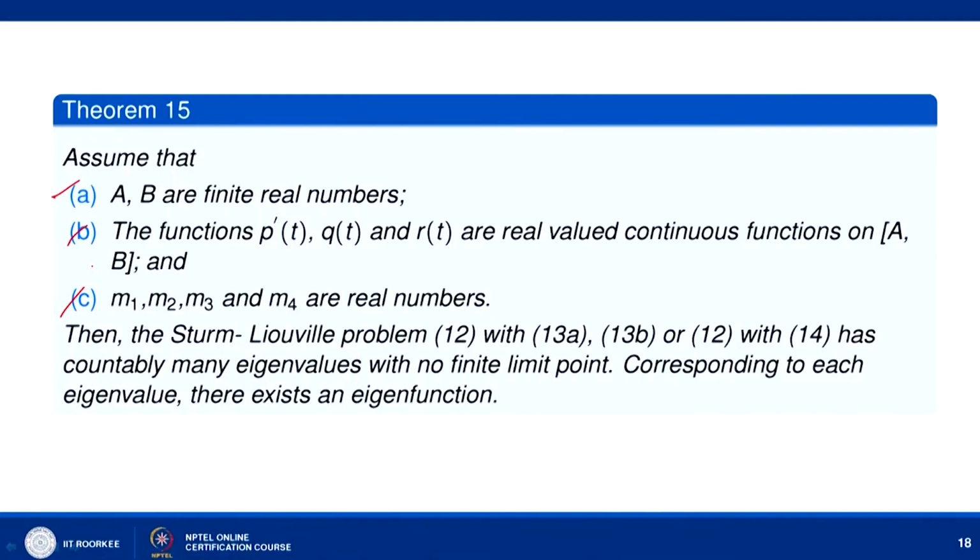We say that eigenvalues are countably many, and corresponding to each eigenvalue we have eigenfunctions. Here the eigenvalues are discrete, and discrete eigenvalues means these are not a continuous spectrum, it is only a discrete one. Okay. So, all this we have utilized. So, it means that in a regular Sturm-Liouville boundary value problem we have this theorem to provide the existence of eigenvalues and eigenfunctions.